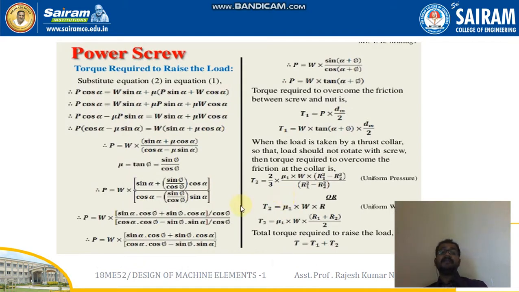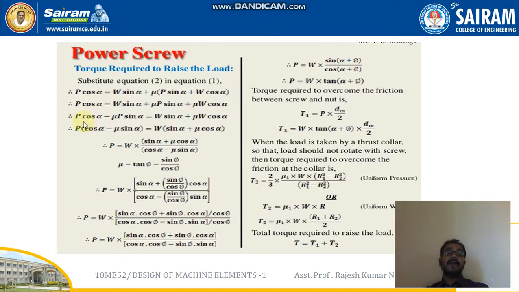Now let me substitute equation 2 in equation 1. So I get P cos alpha is equal to W sin alpha plus mu times P sin alpha plus W cos alpha. Then the next step, let me take this mu inside: W sin alpha plus mu P sin alpha plus mu W cos alpha. Now I will segregate the sin terms on one side and the cos terms on the other side. Since cos alpha is already on the left hand side and on the right hand side I have one cos term, I will take it to the left hand side.